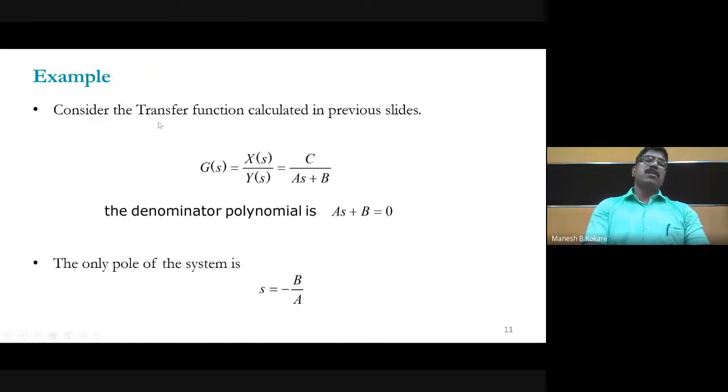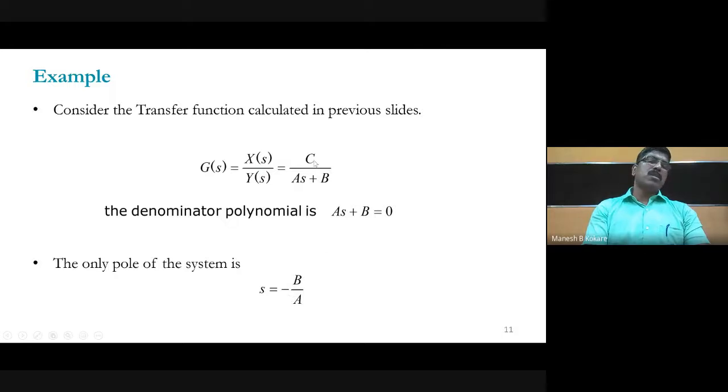Now consider the transfer function of this system, given by Y of s by X of s, where X of s is the input in the denominator and Y of s is the output in the numerator, which is equal to C divided by A s plus B. This is the root of the denominator, the polynomial A s plus B. So what will be the value of s? If you take B to the right side, it will be minus B, and then s will be equal to minus B by A. So this pole is located at minus B by A.